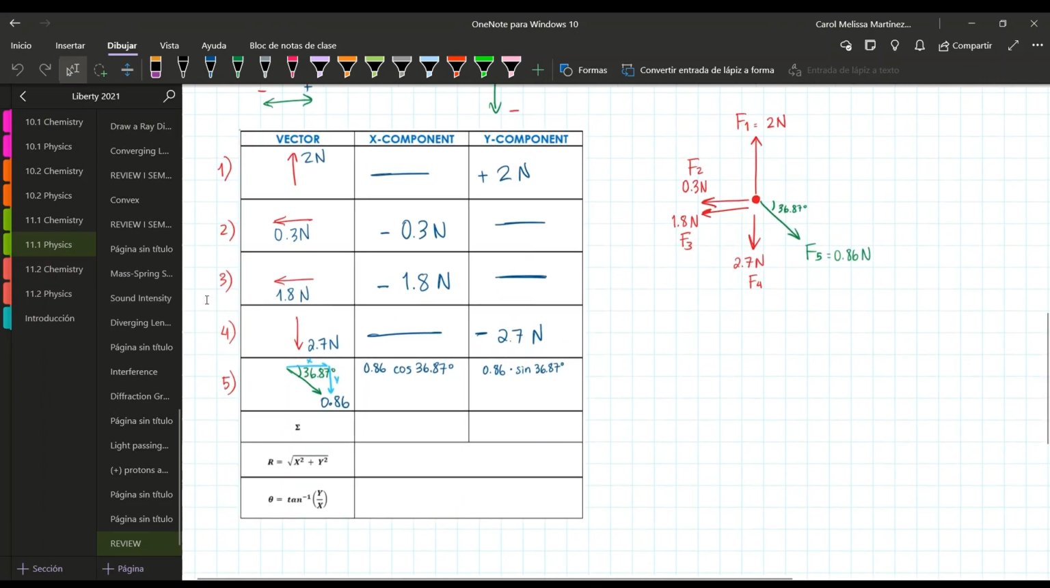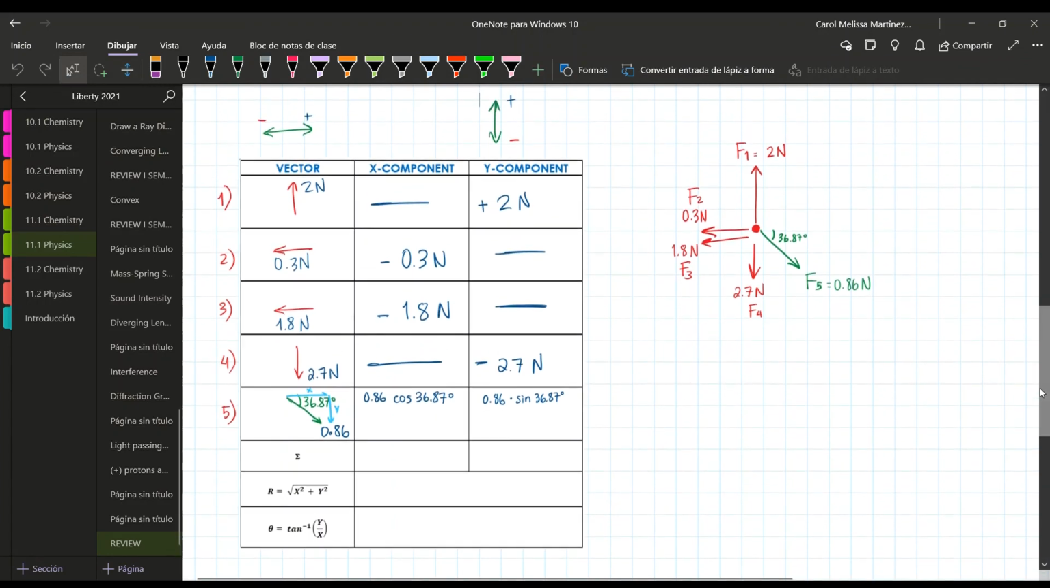I'm going to zoom in on the table now. Take a look right here. Because X is going to the right, it's going to be positive. Because Y is going down, it's going to be negative. And in your calculator, after you do that, I got 0.69. And in the other one, I get 0.52. These are newton and newton.